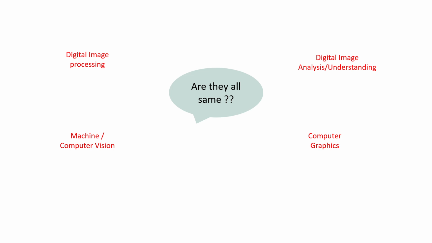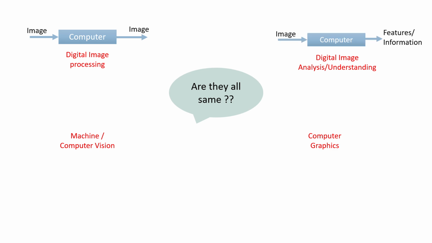But what we like to define as per Gonzalez textbook is, in digital image processing, you give an image to a digital system. It could be a software that is developed using MATLAB, Python or C or C++, and what you get is a processed image. In digital image analysis or understanding, you give an image to a computer and what we get is features or information. For example, you give the image of a road scene. So what all are the features or information that you get? You see that there is a road, you see that there is a road sign, so you try to get those information.